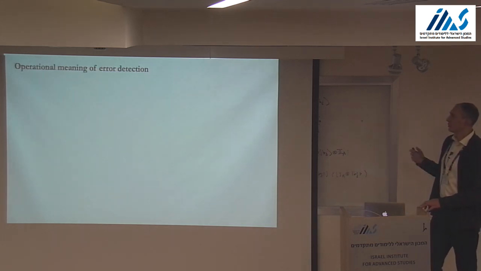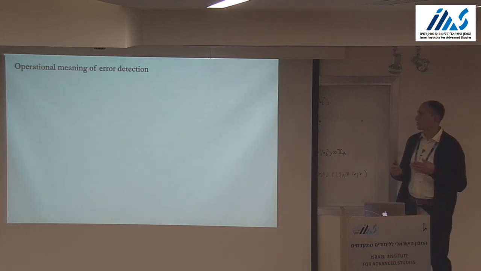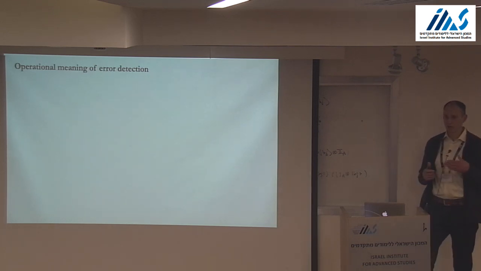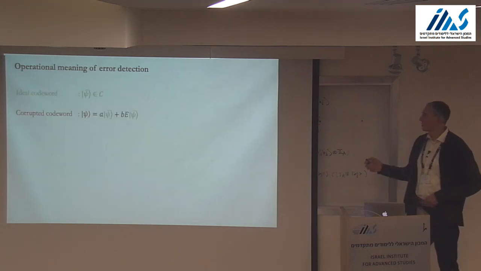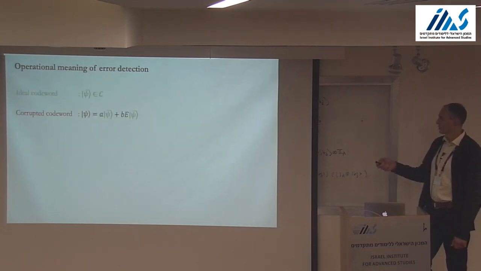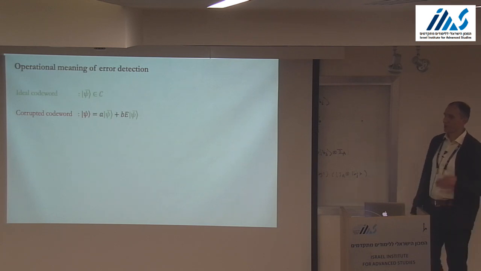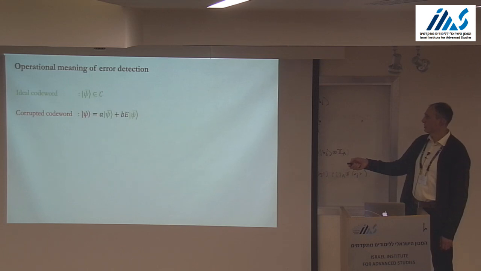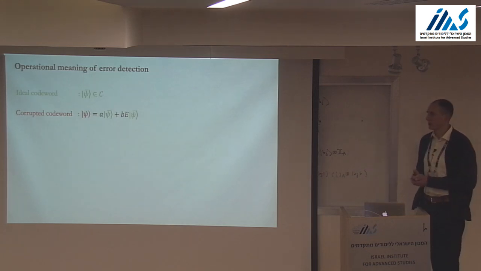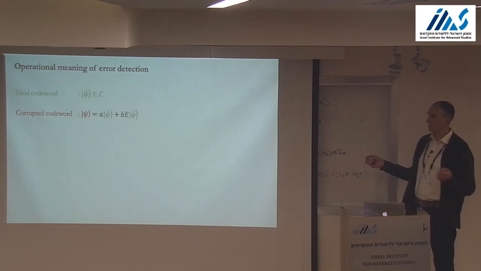And now let me try to explain its operational meaning and why we call it error detection. Suppose we start from some code word psi bar that lives in the code space, and then we look at a corrupted version of this code word. So we have 2 terms, with and without error, and A and B are some amplitudes.